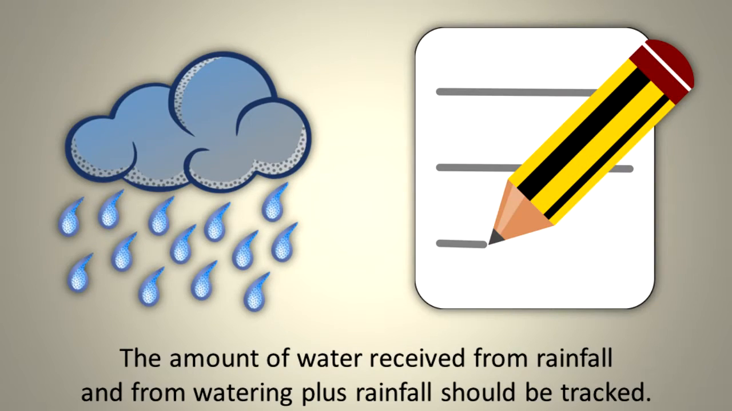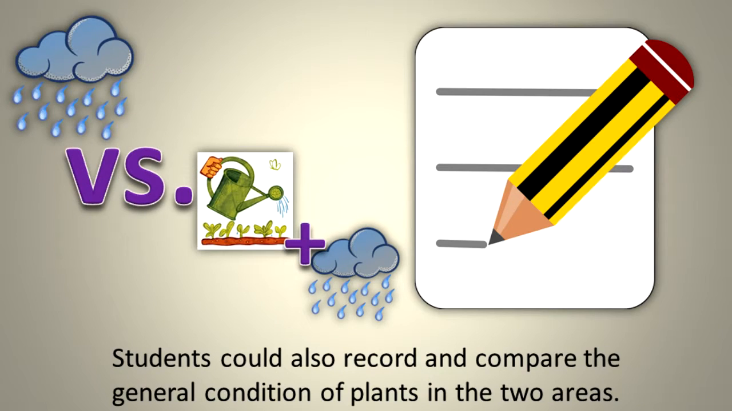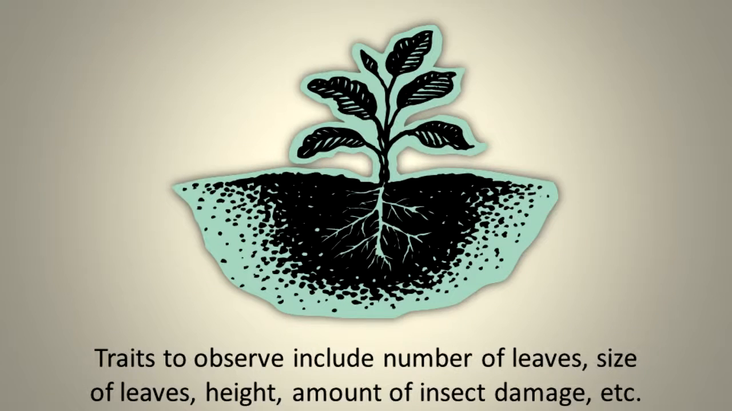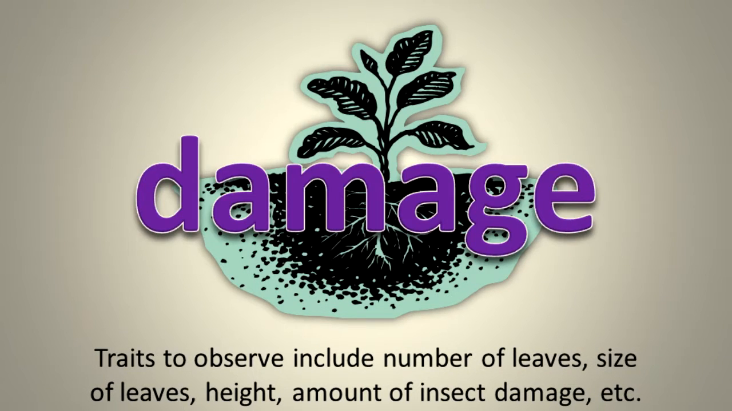The amount of water received from rainfall and from watering plus rainfall should be tracked. Students could also record and compare the general conditions of plants in the two areas. Traits to observe include number of leaves, size of leaves, height, amount of insect damage, etc.